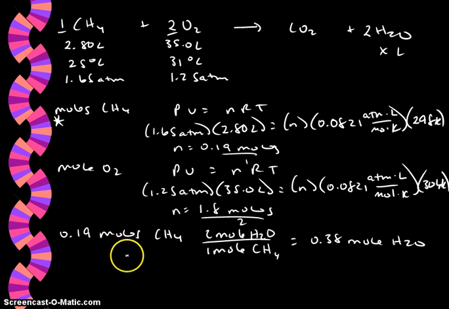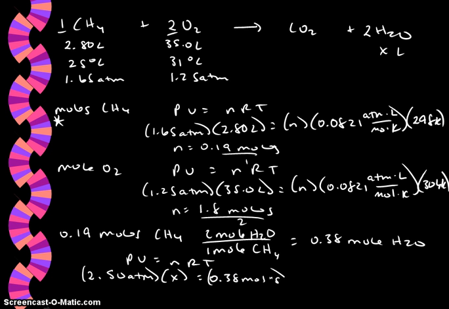Now we can figure out the volume. PV equals nRT. The problem tells us that our new pressure is 2.50 ATM. We want to find our volume. The moles are 0.38. Our R value will be 0.0821. And our temperature is 398.